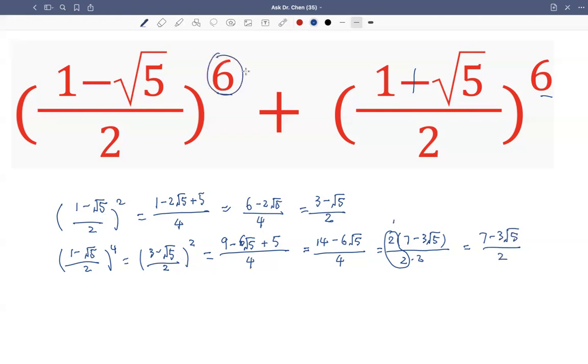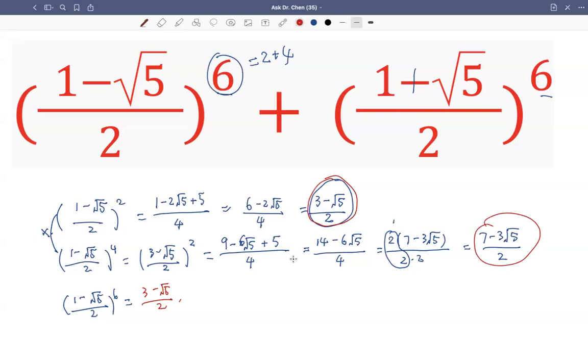Now the power 6 can be split as 2 plus 4. So we just multiply those two. We would get 1 minus the square root of 5 divided by 2 raised by 6, right? So multiply those two, that means multiply this one. Let me choose my color. Multiply this one, 3 minus radical 5 divided by 2, multiply by, this is raised by 4, 7 minus 3 radical 5 divided by 2.